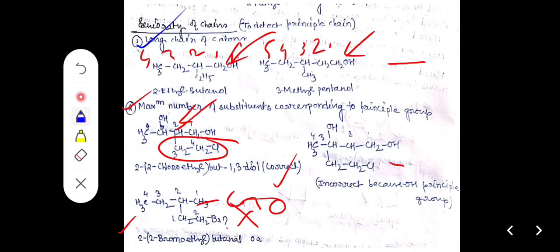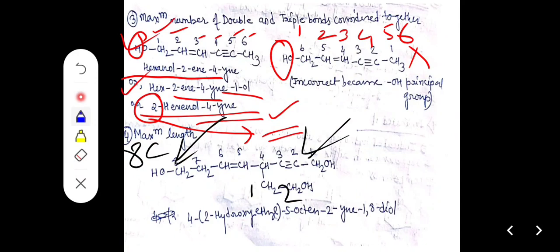Now the similarity of chain. We have to first consider the longest chain of carbon atoms. If there are many chains, we consider the longer chain first. Then the maximum number of substituents present in a particular chain: if there are many chains and one chain has the maximum number of substituents, that should be considered the principal chain. Then maximum number of double bonds or triple bonds considered together. If any chain has the maximum of double and triple bonds, that should be considered the principal chain. Maximum length will be there in the principal chain.